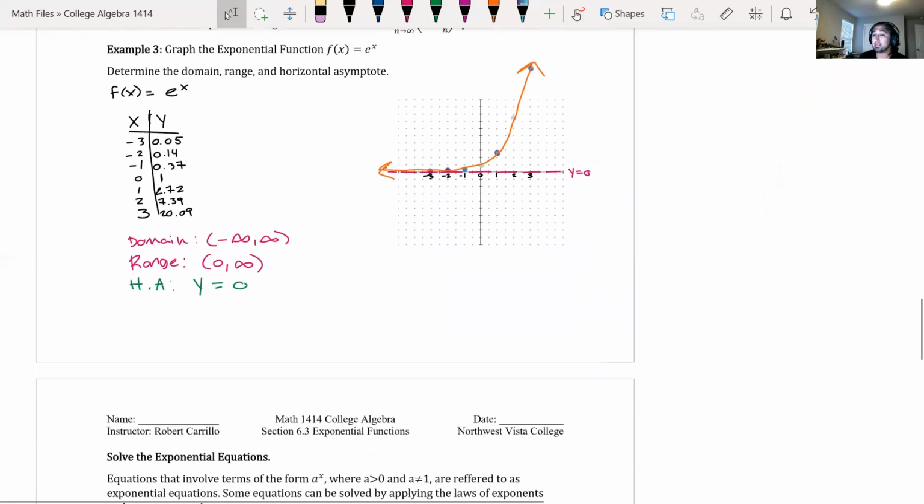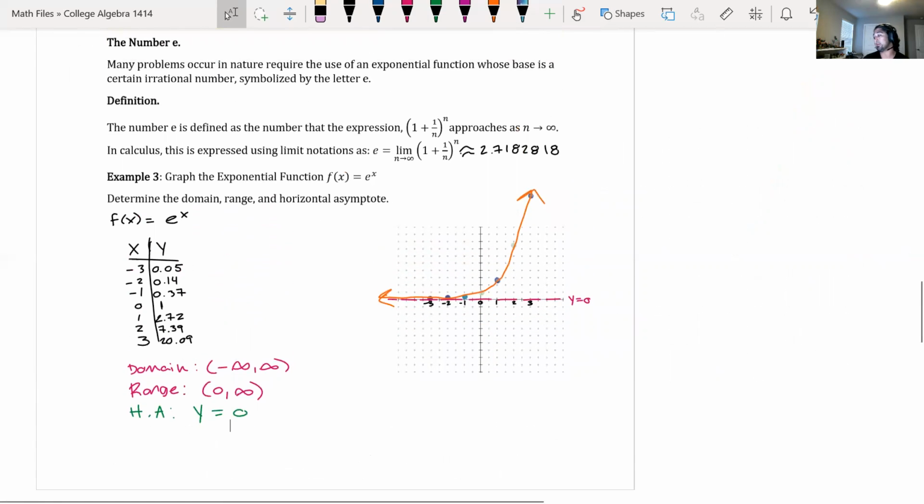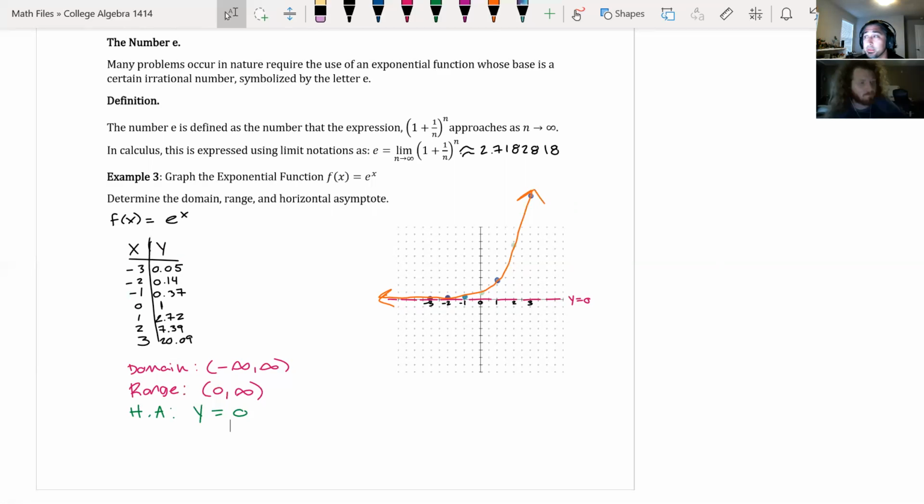And that is the number e, guys. So definitely look it up, research it, give it a read. Pretty cool number to work with. Okay. Any questions on this?